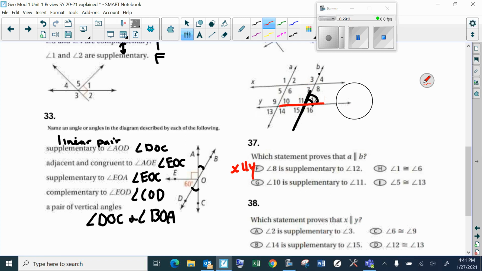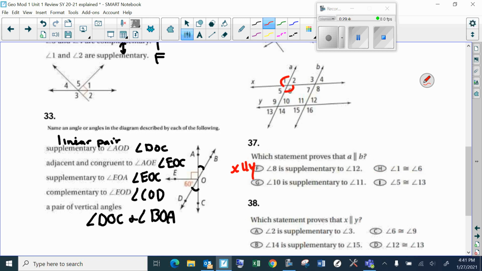All right, let's look at 1 and 6. 1 and 6, vertical angles. Is that one of the ways of proving lines parallel? No. We've already written down earlier, converse of AIA, AEA, corresponding and same side interior angles, also called consecutive interior. So that's not even a possibility.